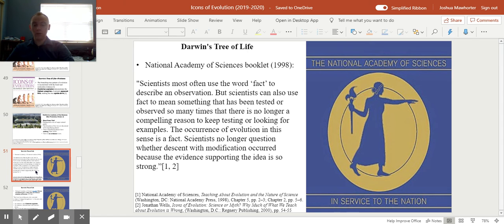Scientists no longer question whether descent with modification occurred because the evidence supporting it is so strong. I say, okay, facts usually mean observations. That's what science is supposed to be, empirical observational science built on certain presuppositions of following the scientific method. Okay, that's good. And there's a point too that there comes a point when, with gravity, a law of gravity, where you test it so much we can assume gravity as a law, as a fairly constant.